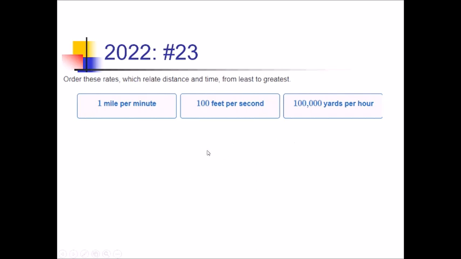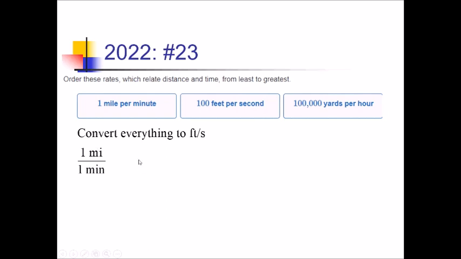My trick on this one, and there's a lot of ways you could go, I'm going to just convert everything into feet per second. The reason I'm choosing feet is because that's the smallest unit of measurement out of all of these, and seconds is also the smallest time unit out of all of them. So I figure it'll probably be easiest to go in that direction. So let me start by converting this 1 mile per minute into feet per second.